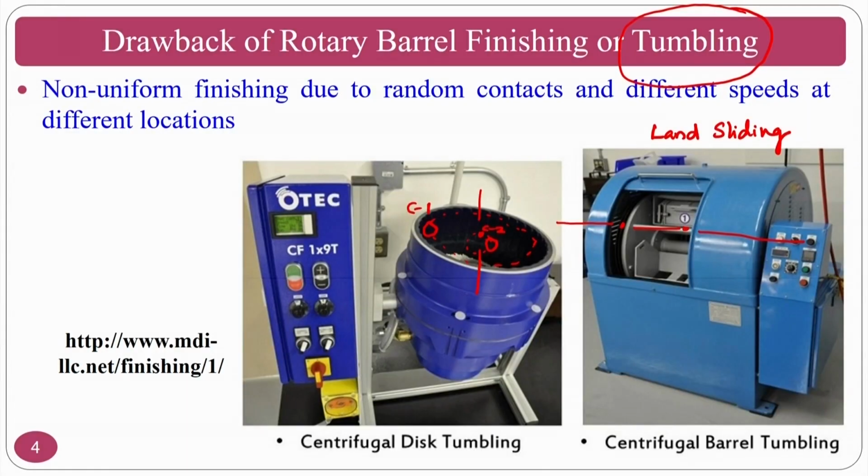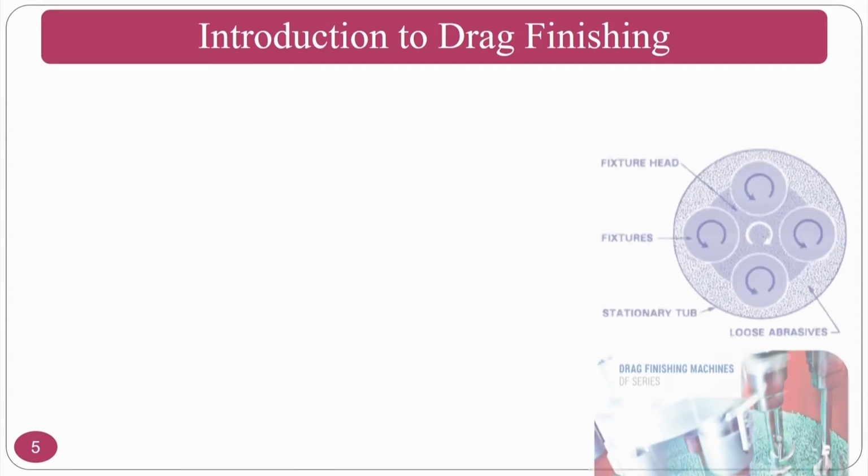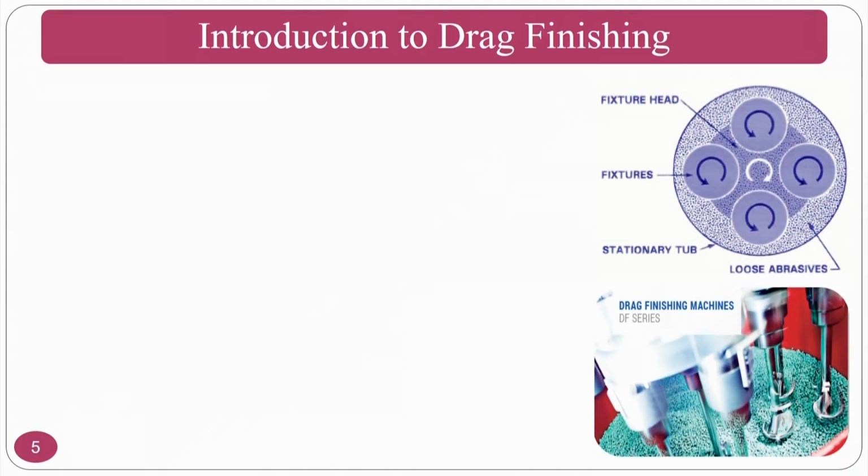In this process, if I want to modify it, then what one can do is go for a mechanism wherein you have local rotations or local component holders, so that you can do the finishing process uniformly on these components. That process is nothing but the drag finishing process. In the drag finishing process, you are holding the implant or the component. Assume that my component is here, and at the same time another component is here, and these components are held like this.